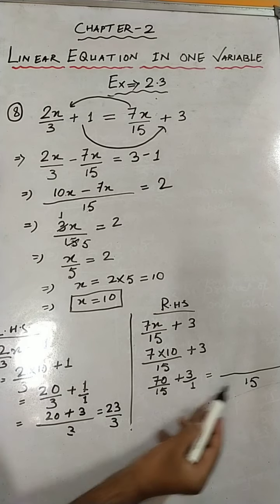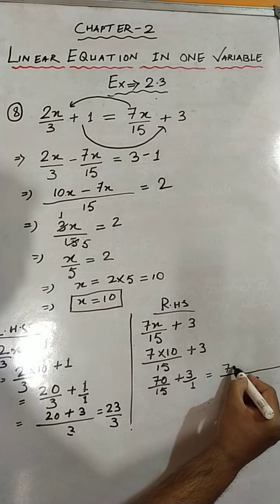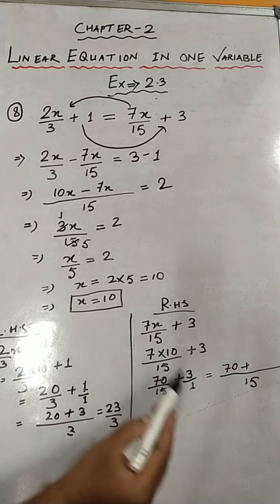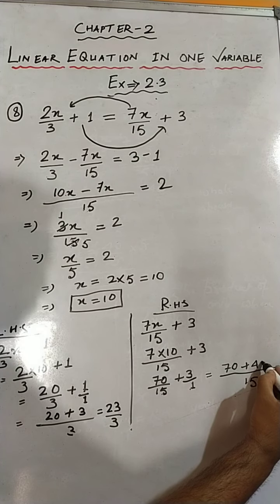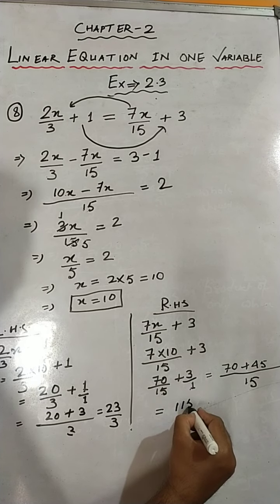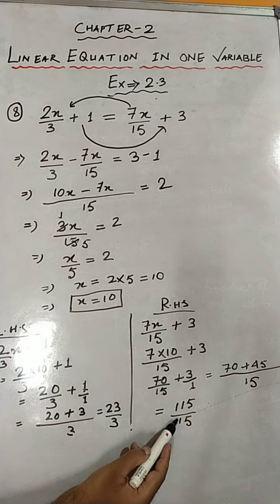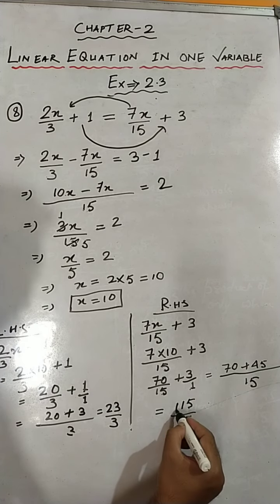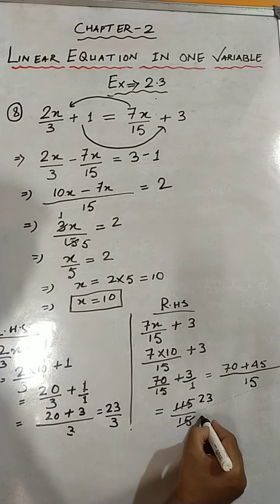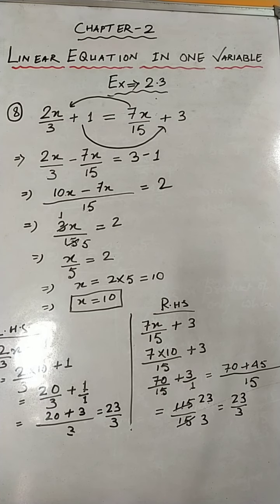Now if we divide this 15 with this 15, we'll get the answer as 1. 1 into 70, we'll write 70 only. When we divide this 15 with this 1, we'll get the answer as 15. Then 15 3s are 45. So we'll get the answer as 115 upon 15. Now these two numbers can be reduced by 5. When we reduce 115 by 5, we'll get 23, and 15 divided by 5 will give 3. So the final answer we are getting is 23 by 3.